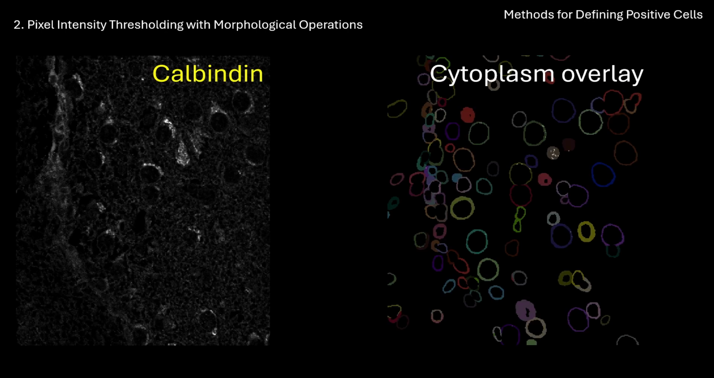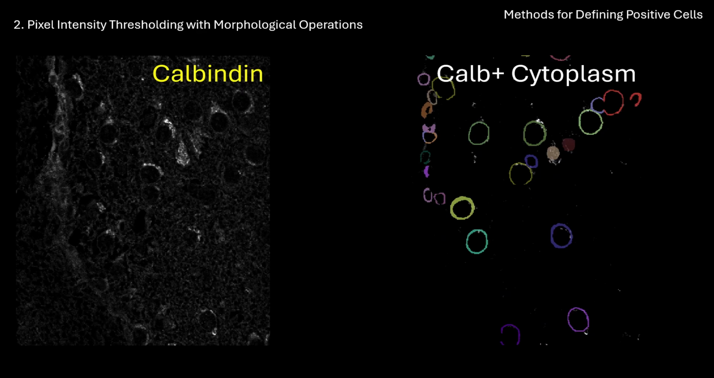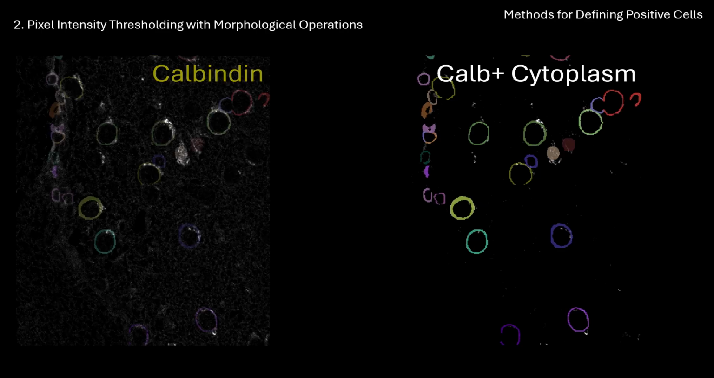Now that we got rid of all those unspecific small spots, we can overlay all cytoplasm labels on top of the surviving regions and just keep the cytoplasm labels that sit on top of these surviving regions, effectively selecting the calbindin positive cells. One can play with the amount of erosion that is applied and also with the pixel intensity threshold to define what is a positive cell.